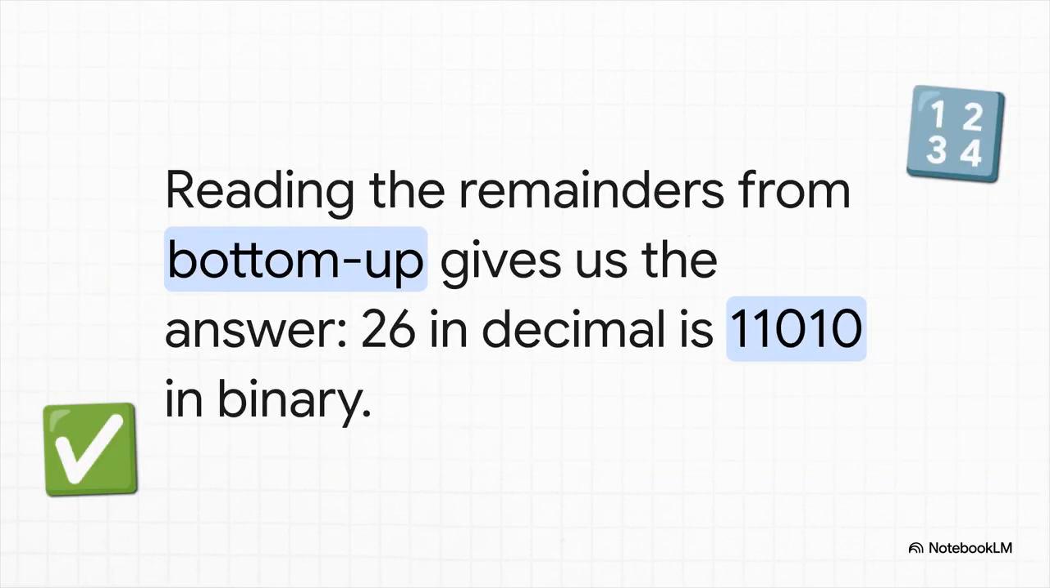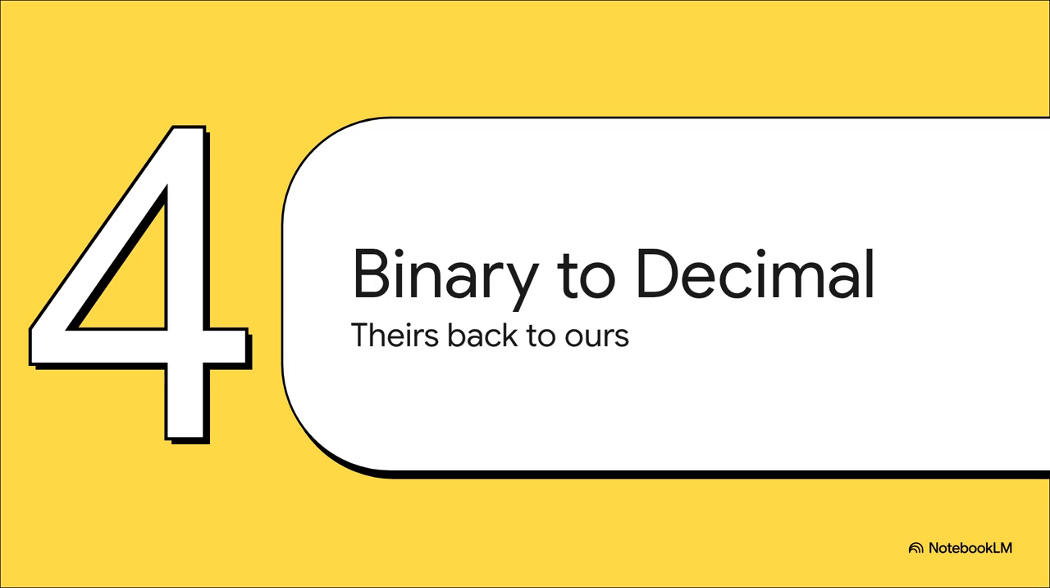Now for the big reveal. You take all those remainders we saved, and you just read them from the bottom up. So that gives us 1, 1, 0, 1, 0. And just like that, our number 26 is now 11010 in binary. Pretty neat, right? So, that's how we can talk to a computer.